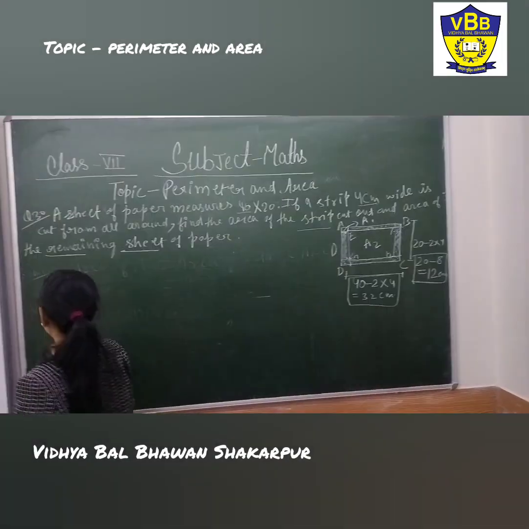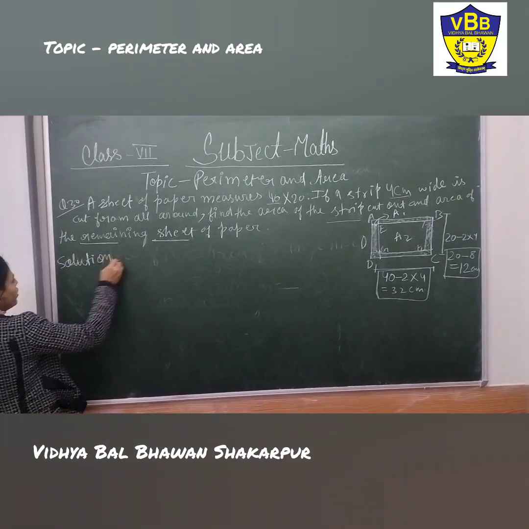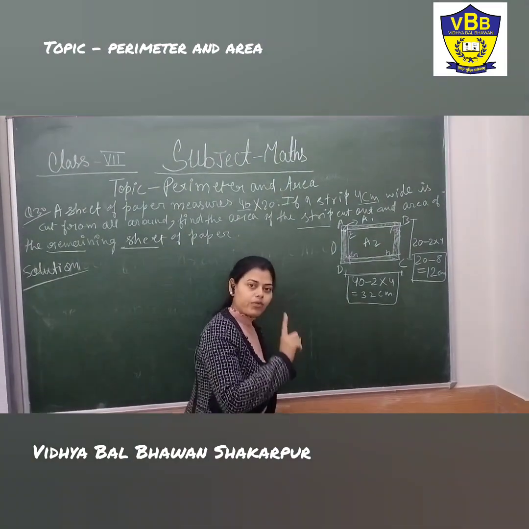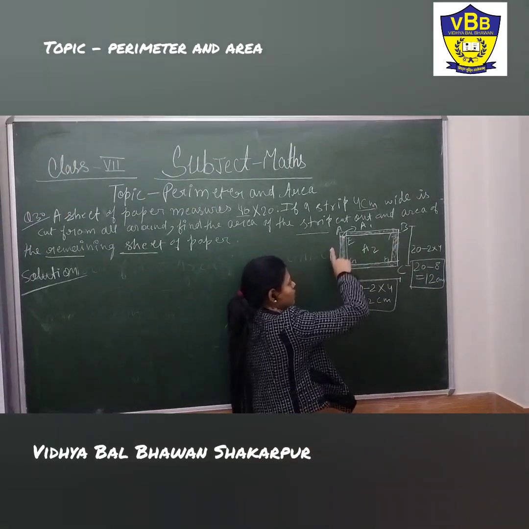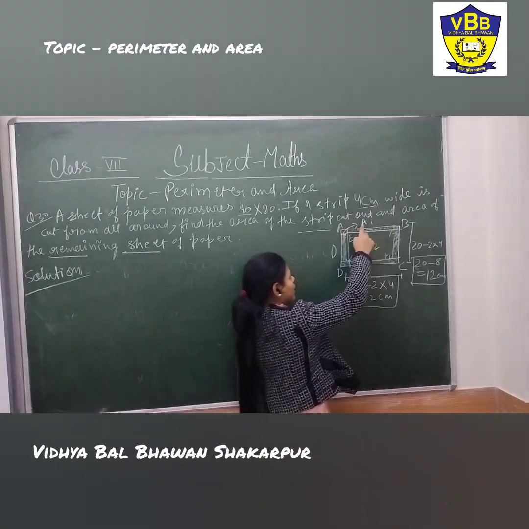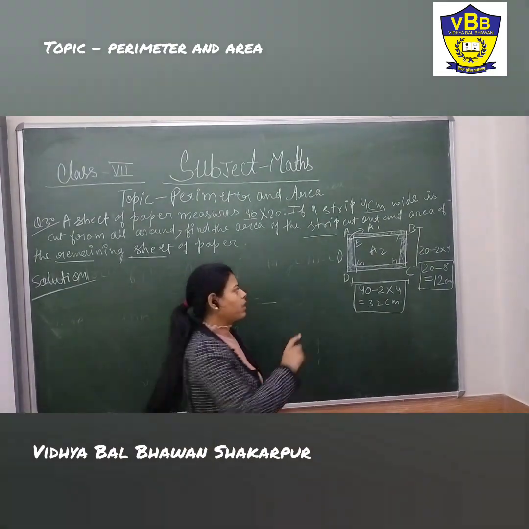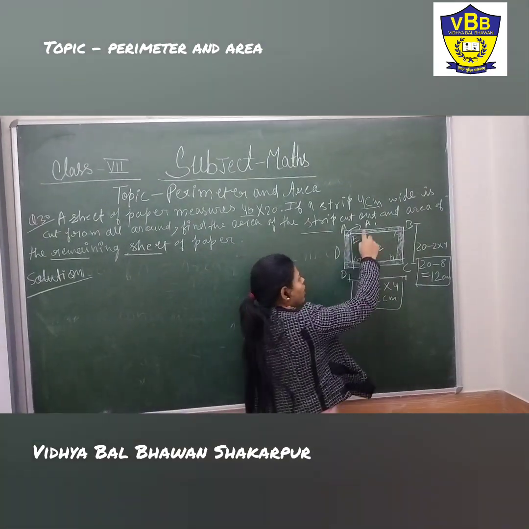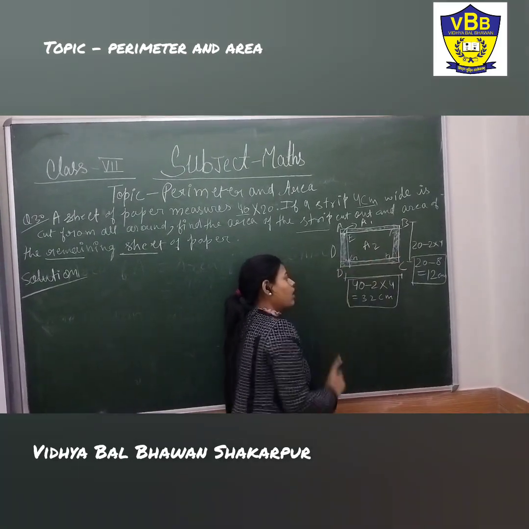Now let's solve this question. First of all, we need to draw the figure of it. This figure is not given, you have to draw it. I am taking ABCD as the outer rectangle, which I call A1, and the inner one is A2. You can take any variables, ABCD, EFGH, whatever you want. Now A1 I am taking as ABCD and EFGH is A2.